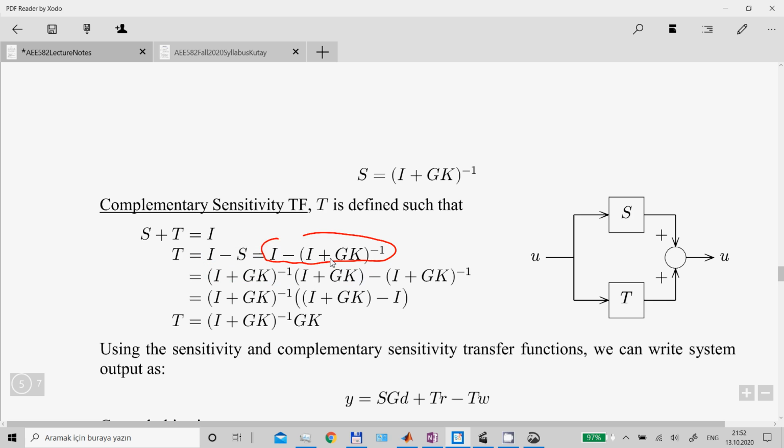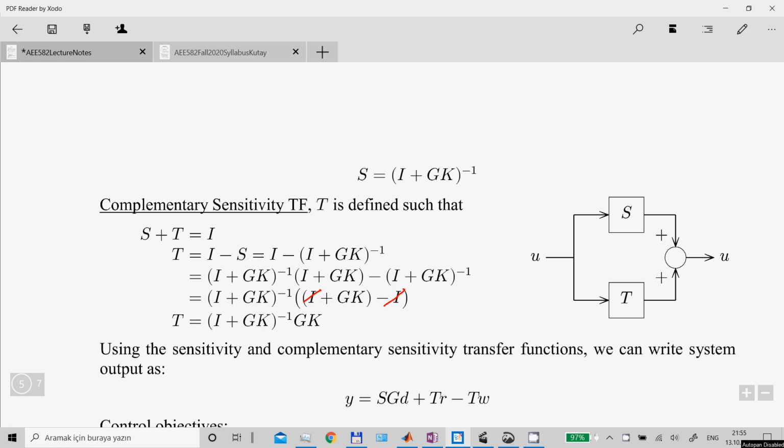Next, I can take (I plus GK) inverse outside the parentheses from the left. Then I will have I plus GK here, and the second term will just give me the identity matrix. This identity matrix will cancel that identity matrix. In the end, the complementary sensitivity transfer function is given by this relation: (I plus GK) inverse times G times K. So with this definition of the sensitivity transfer function and the complementary sensitivity transfer function, I can write the output of the system again.